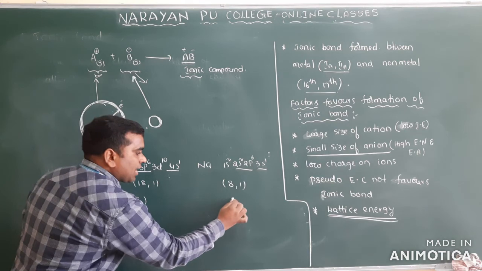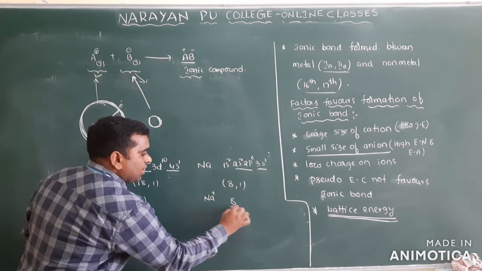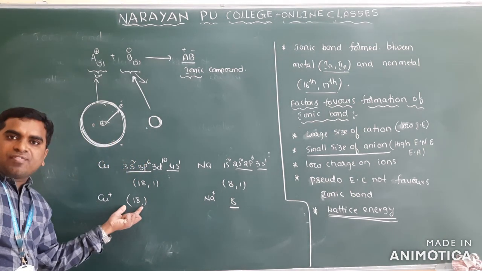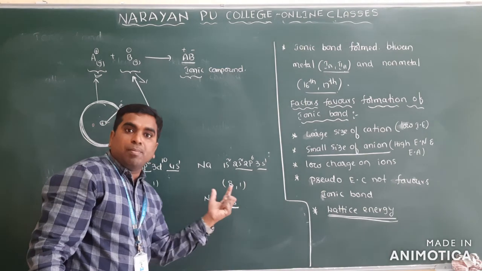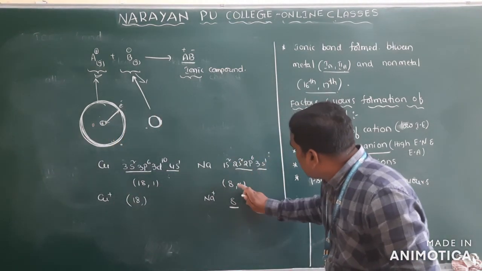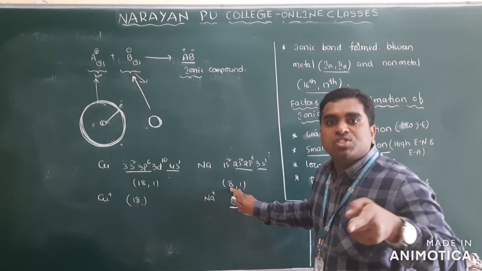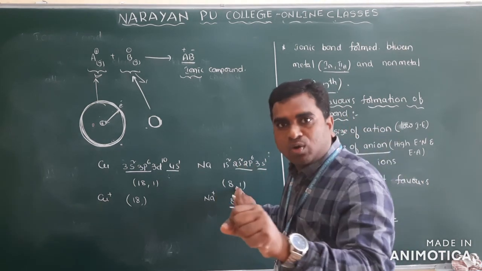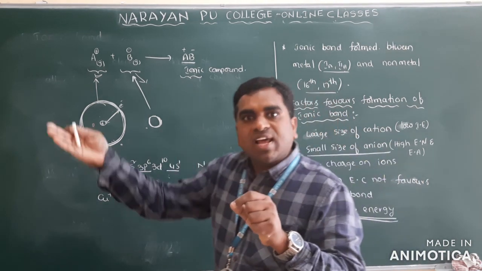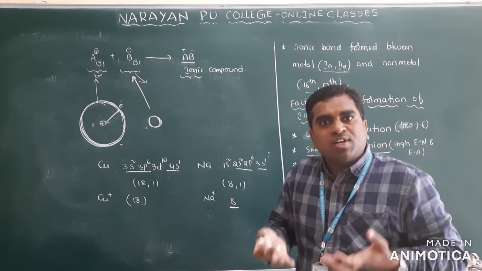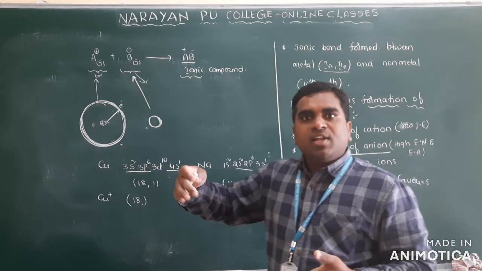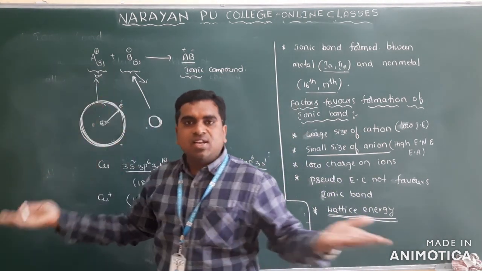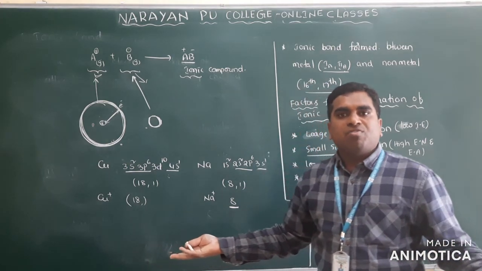If sodium removes the one electron, what do we get in Na plus? Octet. Which one is more stable, octet or pseudo-noble gas configuration with 18 electrons? Octet is more stable. It easily loses one electron to get the most stable configuration. Got my point? Na can easily lose one electron. Why? If it loses its electron, it gets the octet. Octet means stable. To get the stability, it can lose electrons very easily, so it easily forms the cation, and easily forming the cation means it can form the ionic bond very fast.